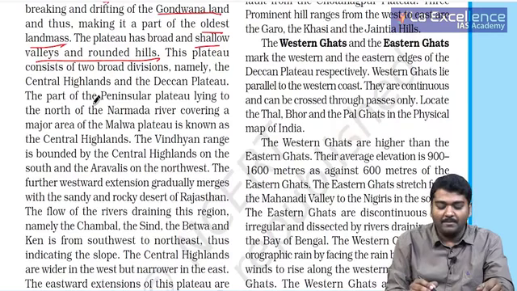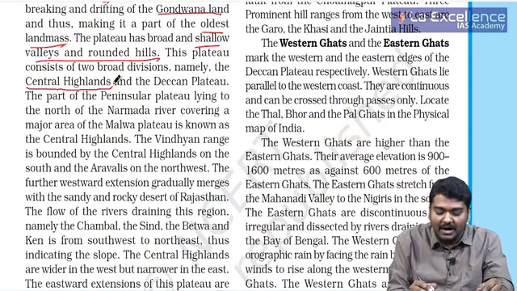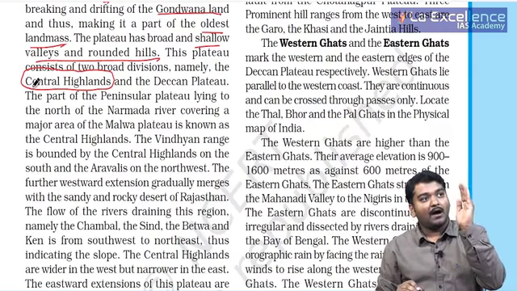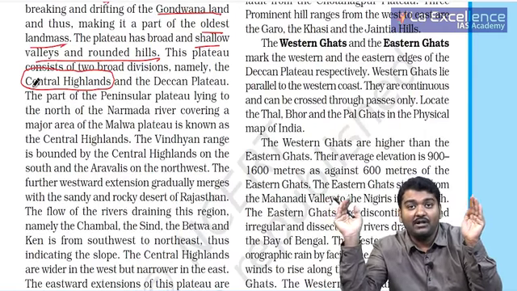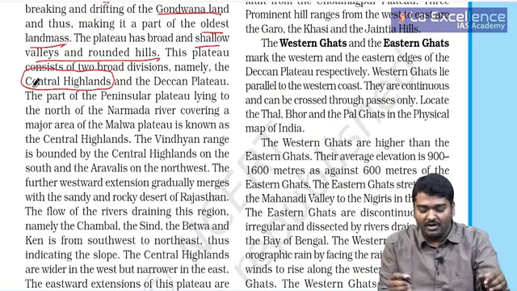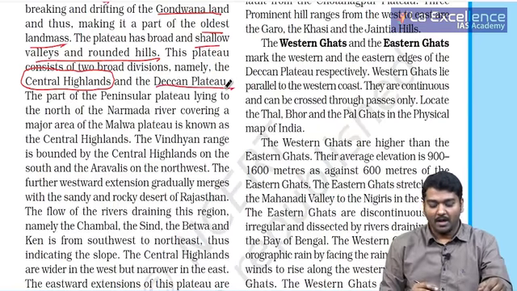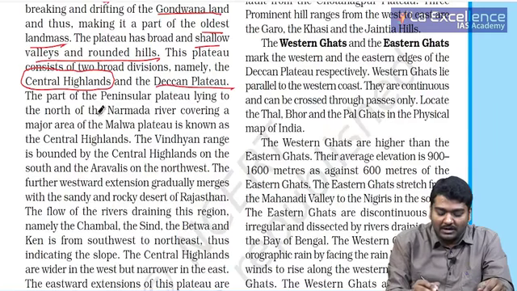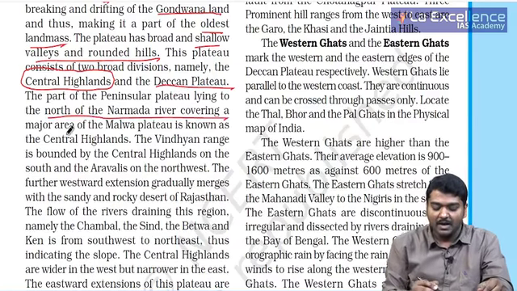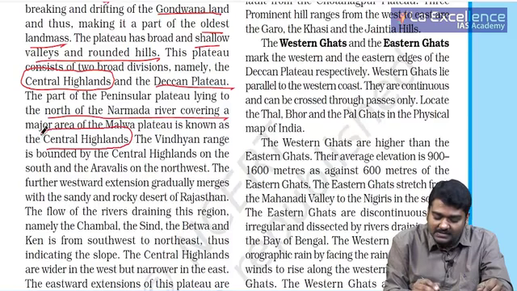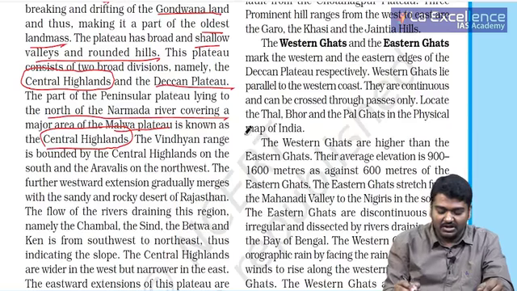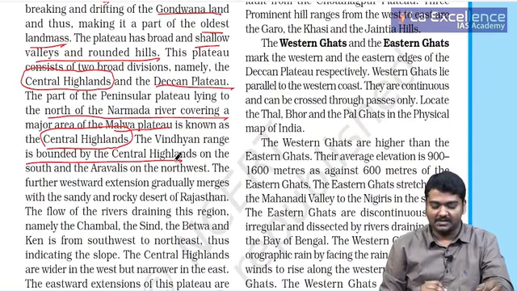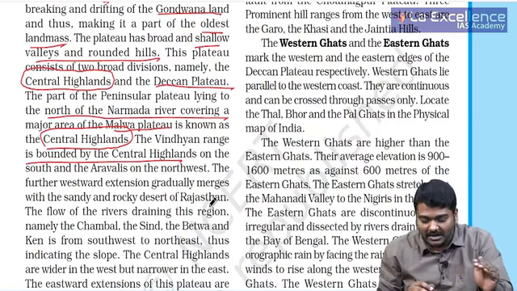And this plateau can be divided into central highlands, that is Aravallis, Rajasthan to Bihar or Jharkhand, we call central highlands. Below that we call it as Deccan Plateau. The part of the peninsular plateau lying to the north of Narmada river is called as central highlands, where majority of Malwa plateau is present. The Vindhyan region is bounded by central highlands, and then below this what you get is actually the Deccan Plateau.